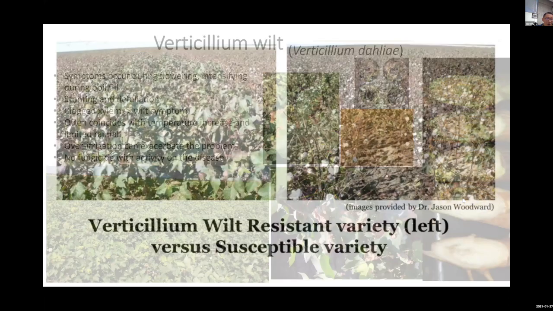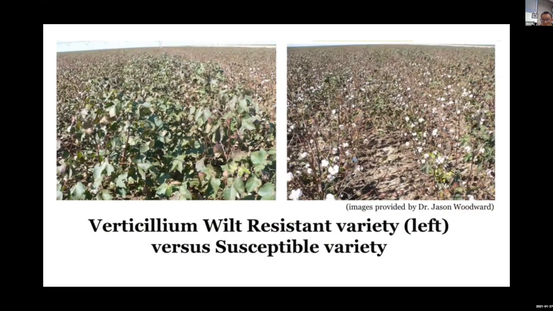I borrowed this picture from Dr. Jason Woodward from Texas A&M University. He did a variety trial on verticillium wilt. As you can see, probably the best way to control verticillium wilt is to use a resistant variety, and they make a huge difference.